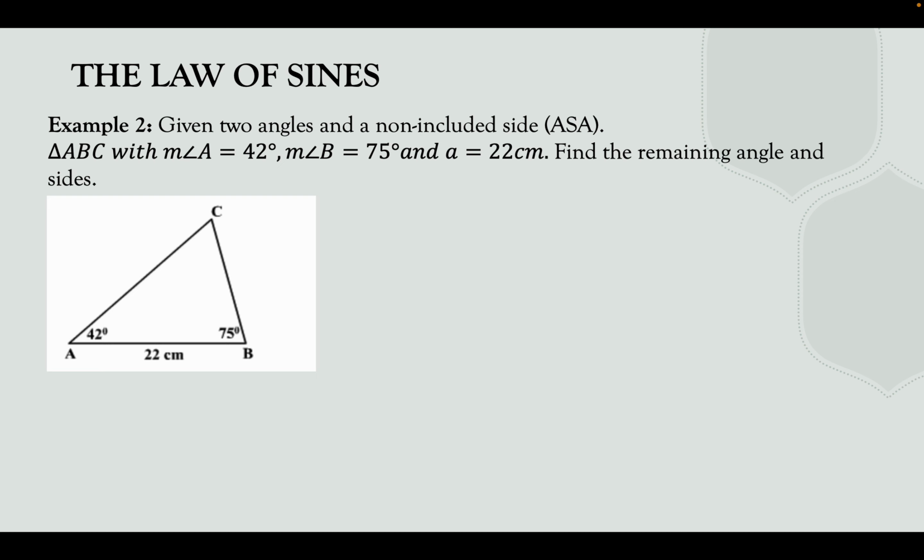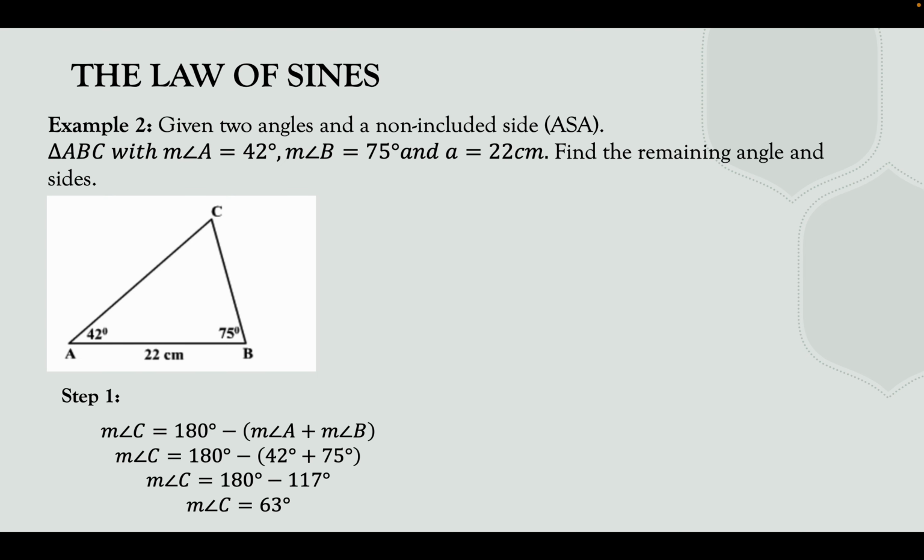So we have here the illustration. So what is the step number one? We need to find the third angle. So we have the measurement of angle C equals 180 minus the measurement of angle A plus the measurement of angle B. Angle A is 42 degrees, angle B is 75. So 42 plus 75, we have 117 degrees. Subtract 180 by 117, we have the measurement of angle C, 63 degrees.